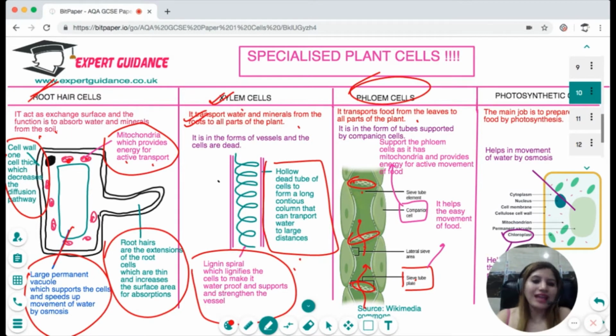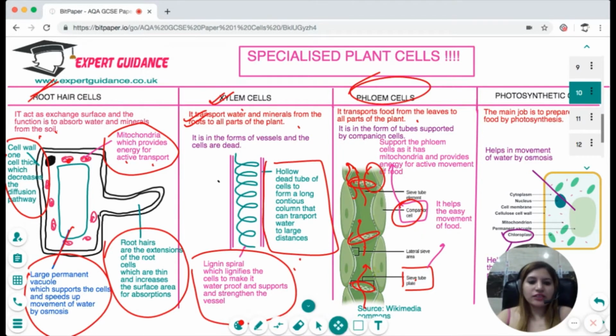Okay, and since the sieve tubes have lost the majority of their cell contents, they are supported by a special cell called the companion cell. It supports the phloem cell and provides the cell whatever they need. Especially, they are rich in mitochondria, which makes a lot of energy for the sieve plates and sieve tubes so that they can transport food.